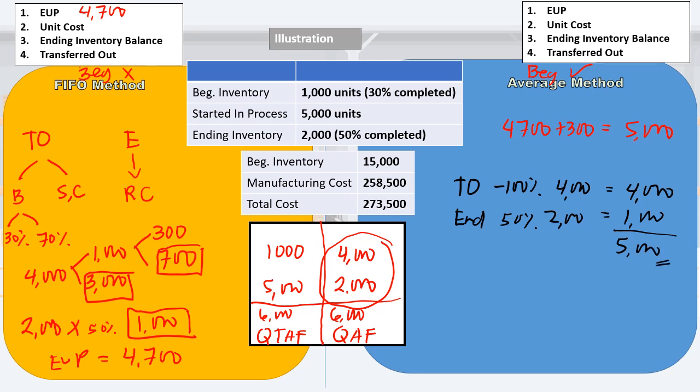So since na-compute na po natin yung ating equivalent unit of production, nilagay po natin sa taas. So as you can see, magkaiba po ang na-compute natin na EUP kasi doon sa FIFO method, we exclude the beginning inventory EUP. Then sa average method ay sinasama po natin yung EUP na 300. So yung difference po nila is equivalent dun sa ating beginning EUP na 300 units.